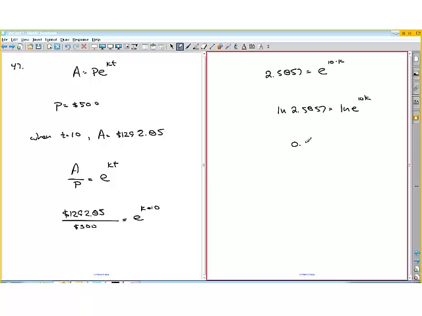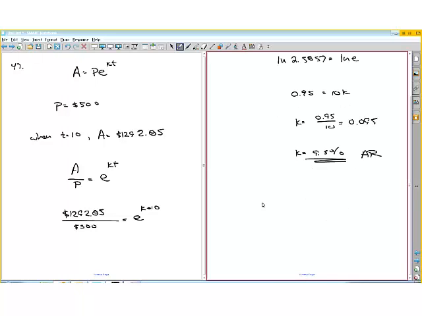0.95 is equal to 10k. k is equal to 0.95 divided by 10, which is 0.095, or in terms of a percentage, it's 9.5%. So that is the annual rate. So that's the first part of the problem.